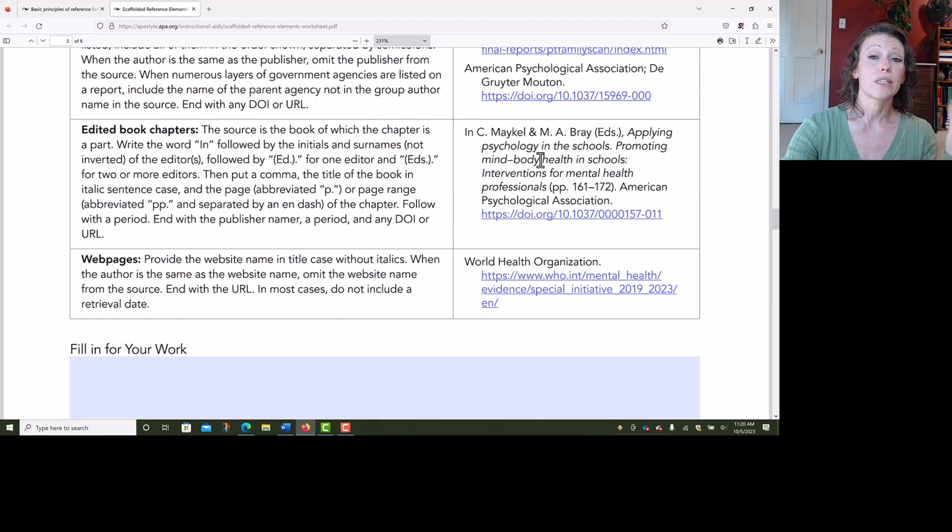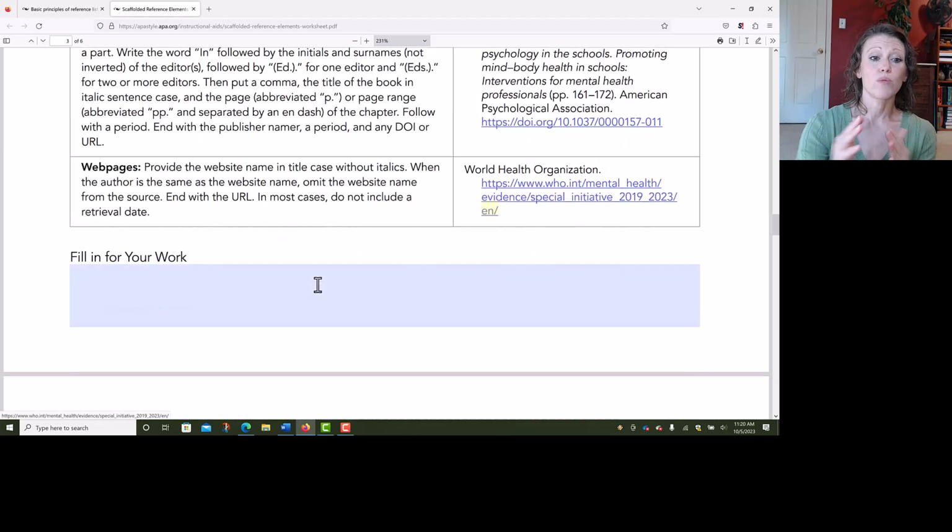Edited book chapters, again, you do the editors first, then the title of the book, page numbers, publisher, link. Web pages, you provide the website name in title case, but not italics. So if you have an author who is identified and they're in the author spot, but now you want to put the publisher in here. So the Mayo Clinic, Johns Hopkins, World Health Organization, Centers for Disease Control, do not use acronyms here. Spell it out. So if you have the World Health Organization, you have to write that out. You can't write WHO. If you have NASA, you got to spell out the whole thing. And then you would put your link at the very end.